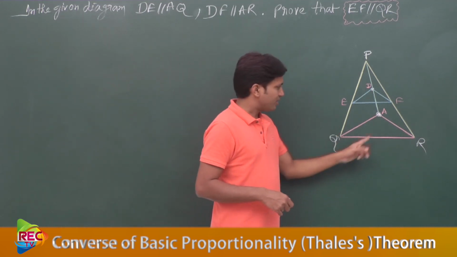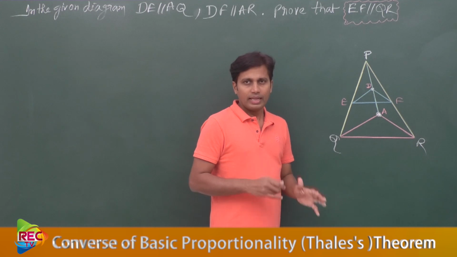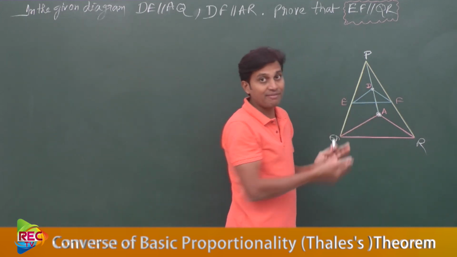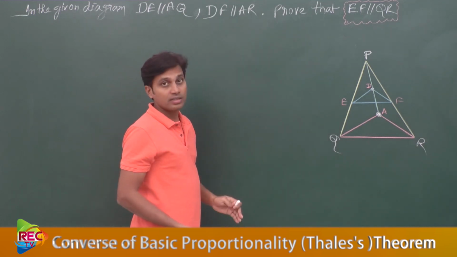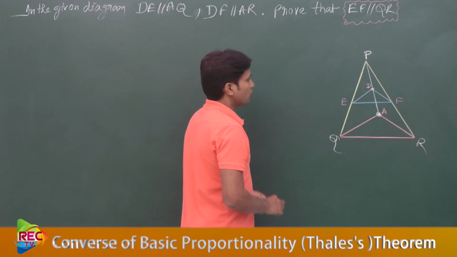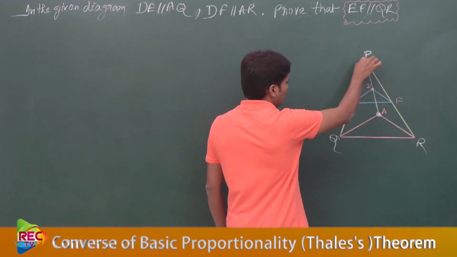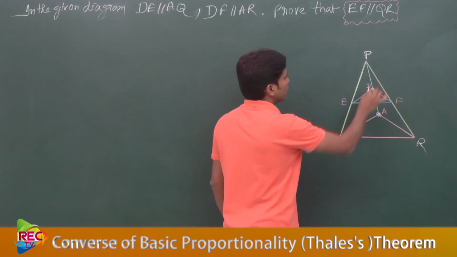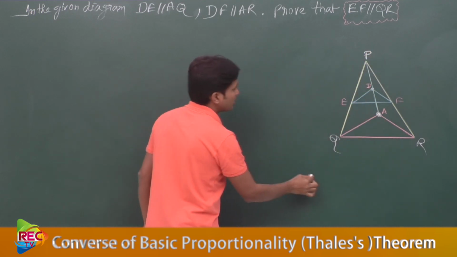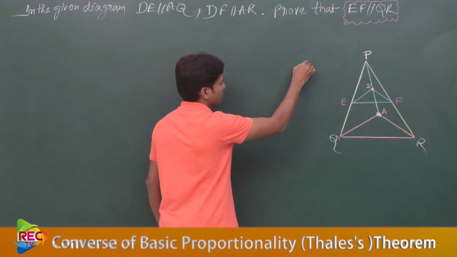But here the figure looks somewhat clumsy. Let us do the segmentation of the figure, meaning we see each part separately. Then we can apply the results as per the basic proportionality theorem. Let us consider first the triangle PQA. Let me draw this separately over here.